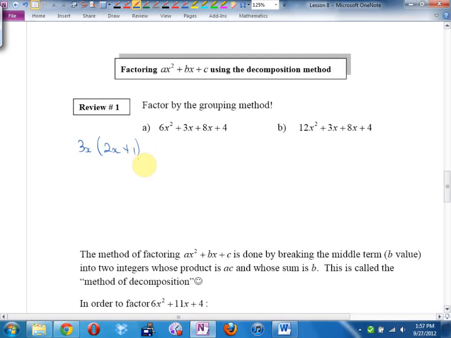I do the same thing for the second half, Brendan. GCF out of the last 2 terms. Positive or negative? Reminds me to put a plus sign, right? And what will be left behind? 2x. And a plus 1.